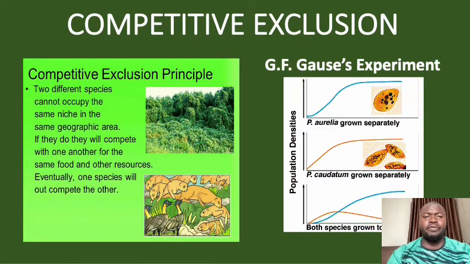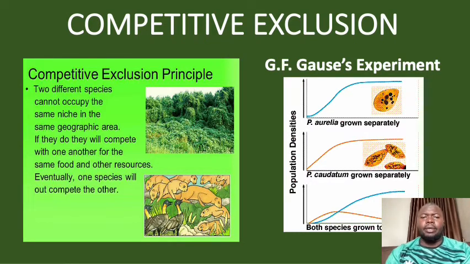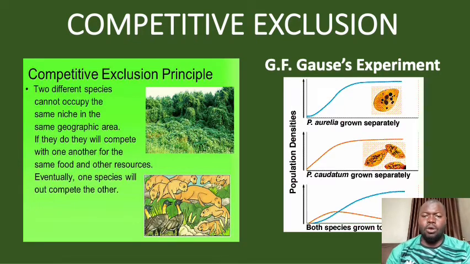To prove that, a scientist referred to as G.F. Gause made an experiment on two species of Paramecium, Paramecium aurelia and Paramecium caudata. First, he grew them separately. Paramecium aurelia was growing well. Paramecium caudata was also doing well. But when he brought them together, he observed that Paramecium aurelia outcompeted Paramecium caudata.